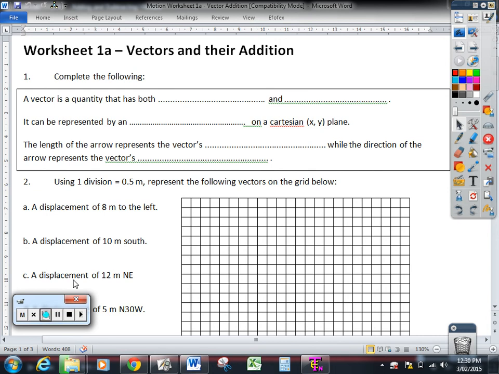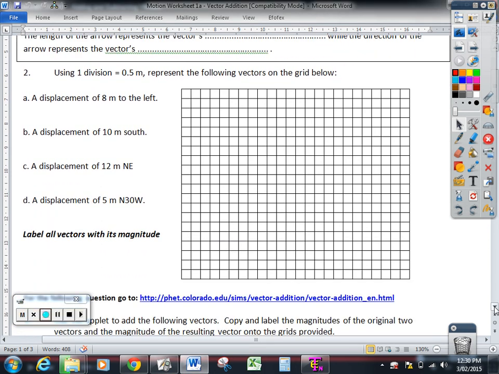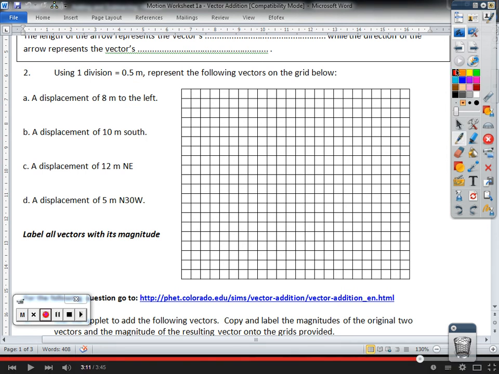Okay. Now I want you to take a few moments to do the following. We'll do one together. Okay. This here has a grid, and you're obviously going to use a ruler to do this. Using one division as half a metre. So let's say that that's a half a metre just there. Okay. You're going to put 4 vectors onto this grid, so just plan where you're going to put them.